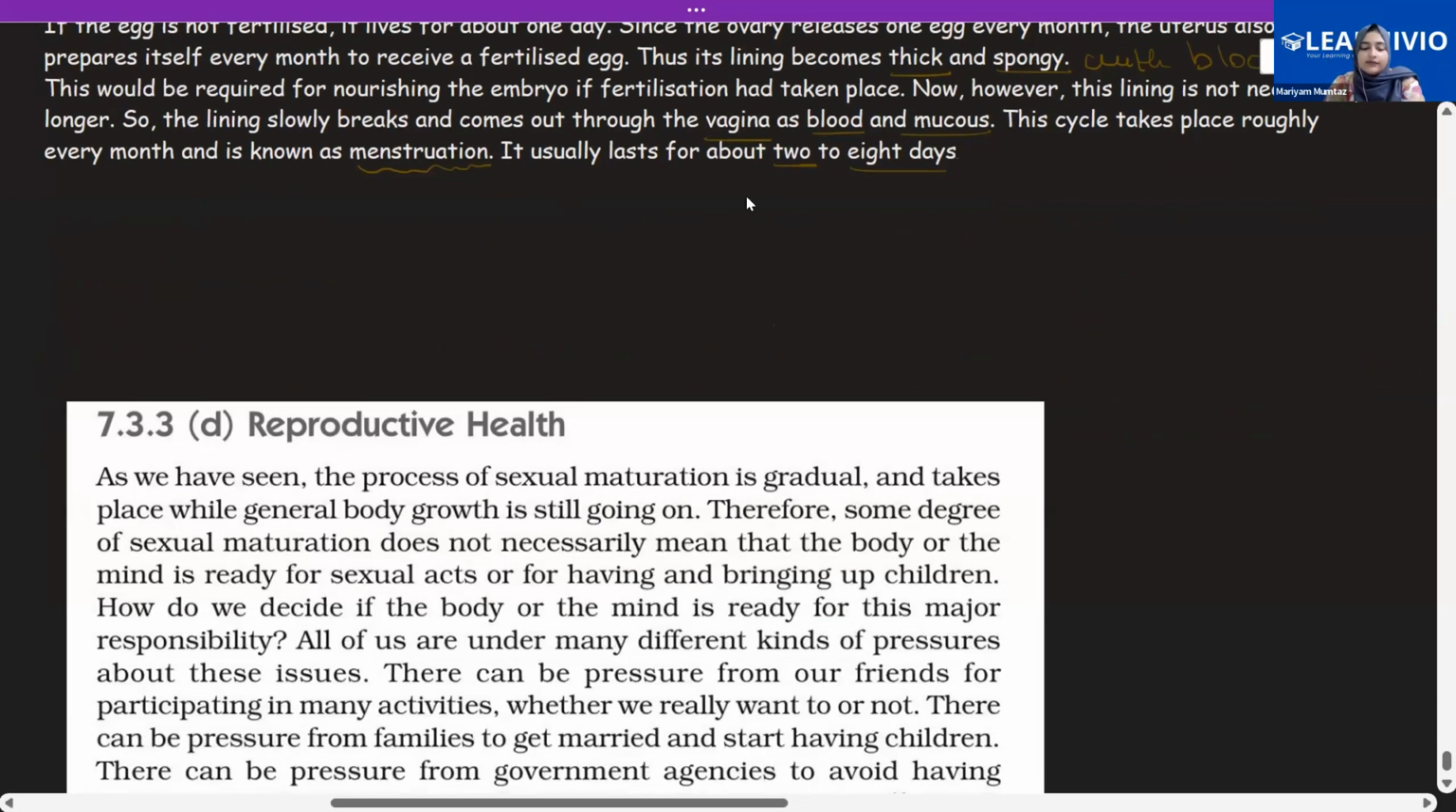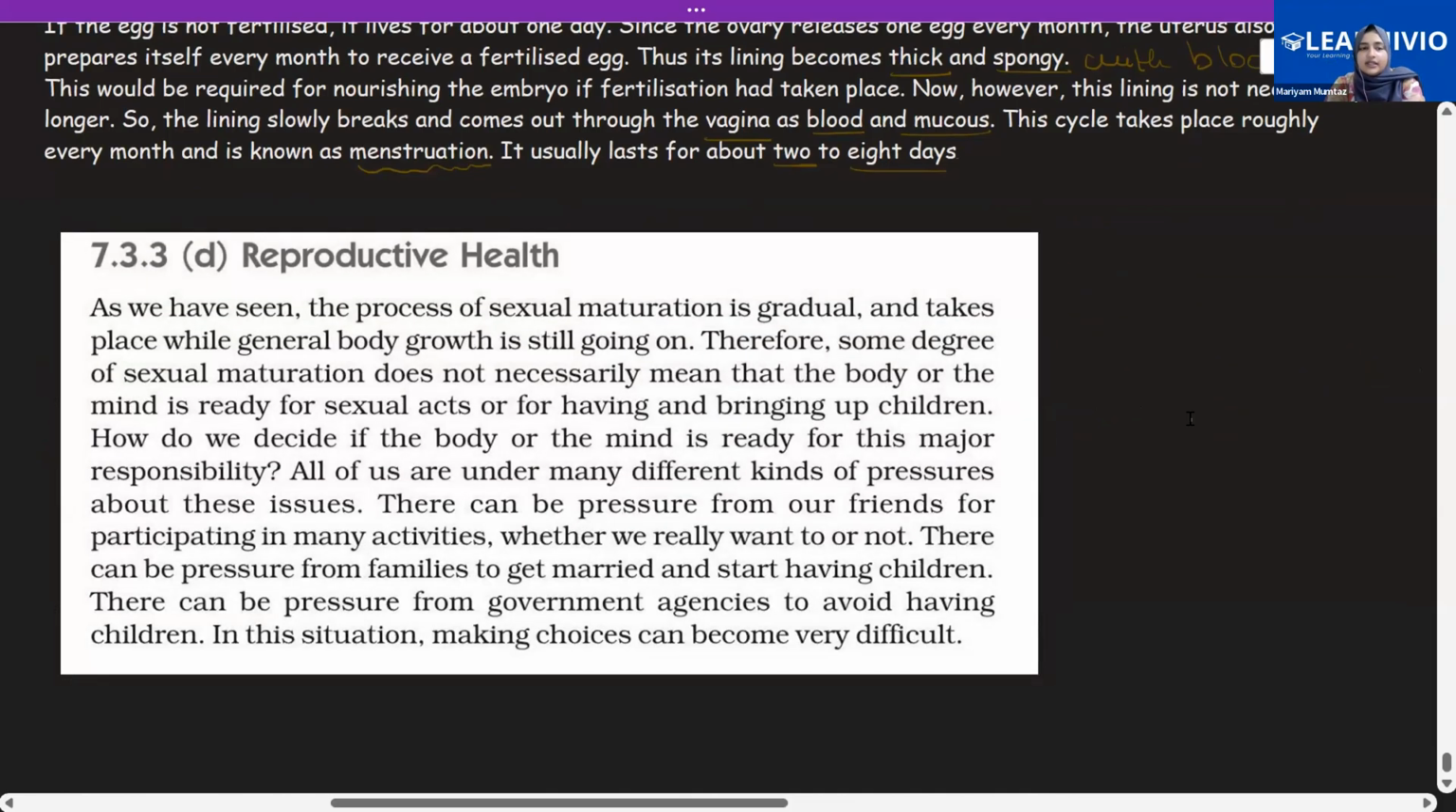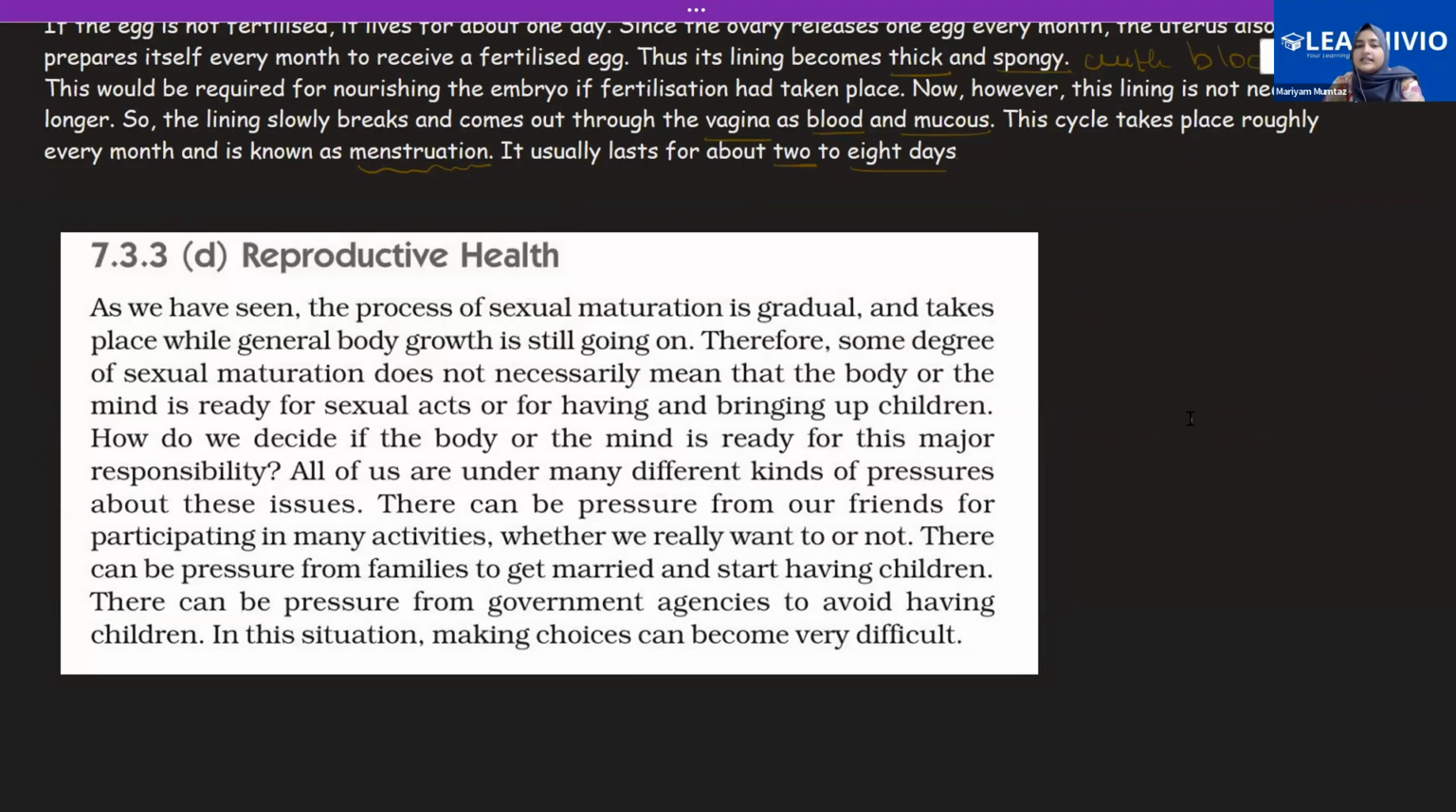Now, furthermore, we have to talk about reproductive health. When we talk about reproductive health, it is basically all the things that are important as far as the reproduction topic is concerned, whether it is the protection of oneself or the talk about sexually transmitted diseases. All of that comes under this topic.